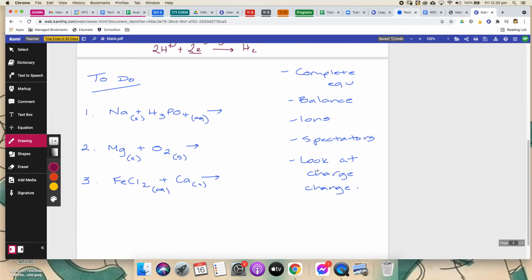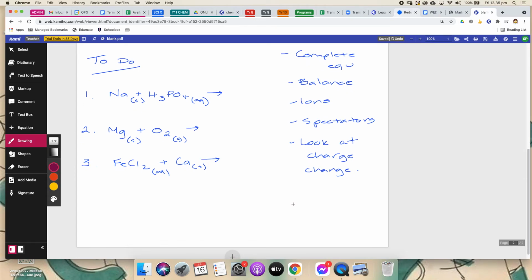So what you're going to do now is you're going to have a go at trying to work out the half equations for each of these equations. So you have sodium reacting with phosphoric acid. We know that that produces sodium phosphate and hydrogen gas, acid plus metal. Magnesium and oxygen, hopefully you know that that produces magnesium oxide. A metal plus an oxygen gives us a metal oxide.